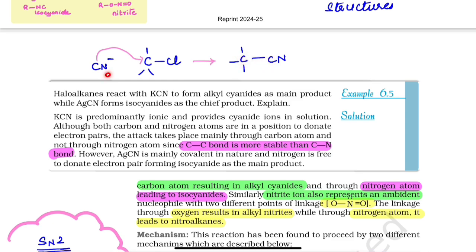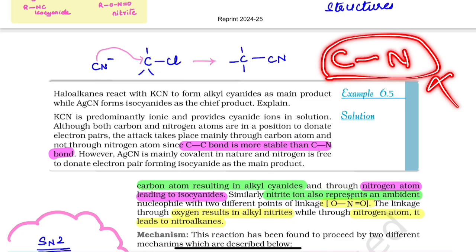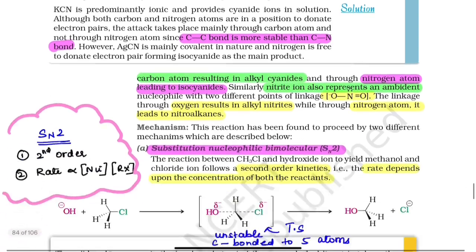So why nitrogen doesn't attack? So nitrogen also has a lone pair of electron, but nitrogen will not attack carbon, only this carbon is attacking. So what is the reason? So the reason is given here. Carbon carbon bond is more stable than carbon nitrogen bond. So here the carbon carbon bond which is formed, so this is more stable. Instead, if C and N bond is formed, this is not stable, so this is more stable.